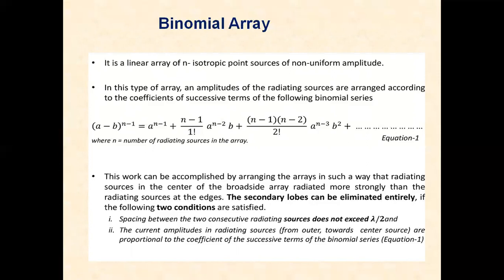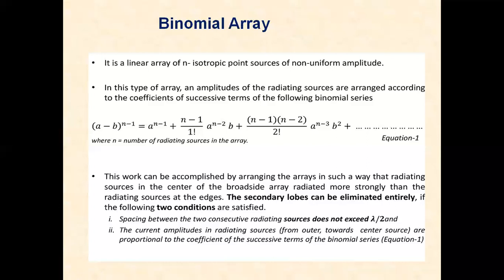But for some applications, a single narrow lobe without minor lobes is desired, which can be obtained by using a binomial array. That is the main reason why we go for the binomial array. Because we are feeding with non-uniform amplitudes, with elements arranged in the form of binomial coefficients, we are cancelling out the minor lobes. We are only getting a single narrow lobe without minor lobes.